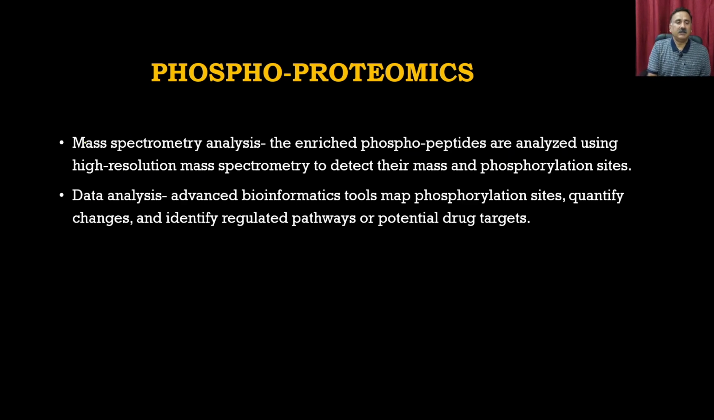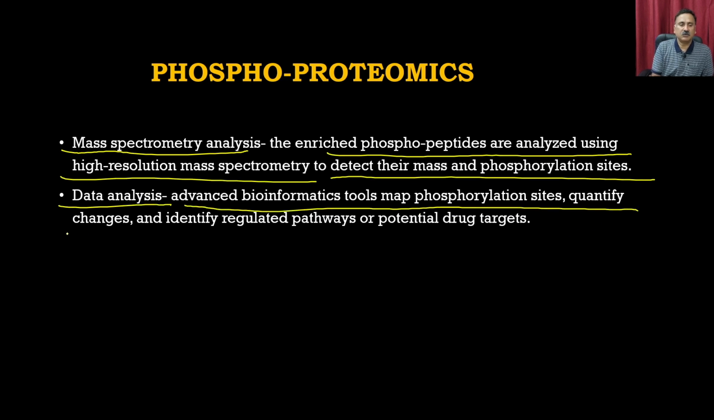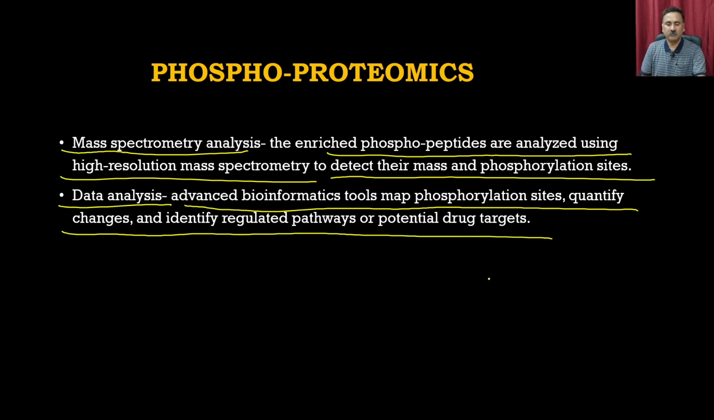Then once you have done that, you are going to do mass spectrometry to analyze the sizes of those proteins. The enriched phosphopeptides are analyzed using high-resolution mass spectrometry to detect their mass and phosphorylation sites. And then you're going to have the data analysis. Advanced bioinformatics tools map the phosphorylation sites, quantify the changes, and identify regulated pathways or potential drug targets.